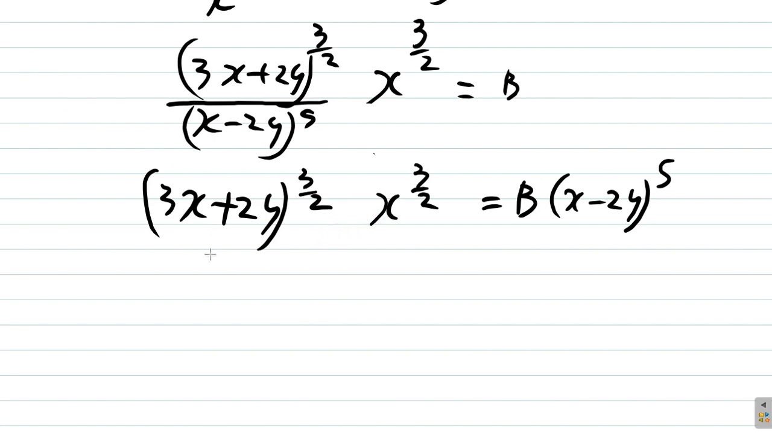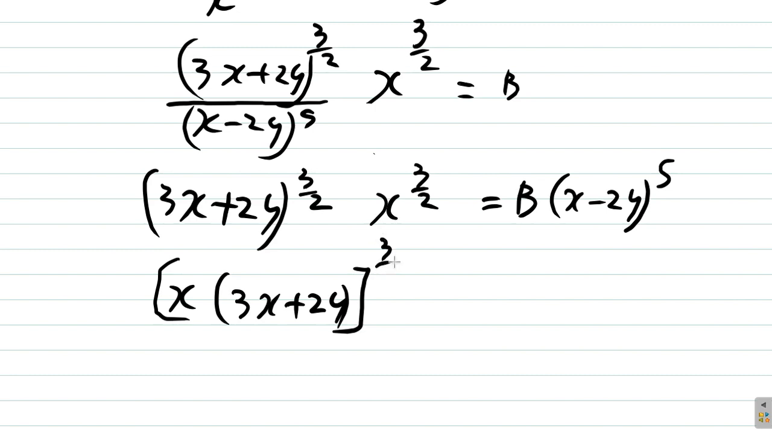Oh, by the way, before we square both sides, you see this and this? It can be written as x times 3x plus 2y all to the power of 3 over 2 equal b, x minus 2y to the power of 5. If we square both sides now, this would go and this would be 5 2's, 10. This would be to the power of 10. And b to the 2 is just another constant. Let's call it D. We'll use C from before, right?